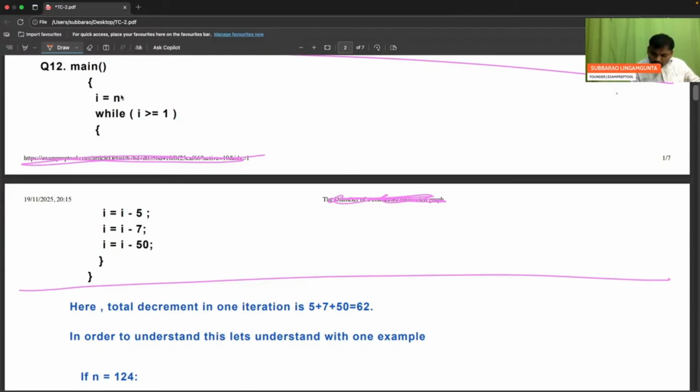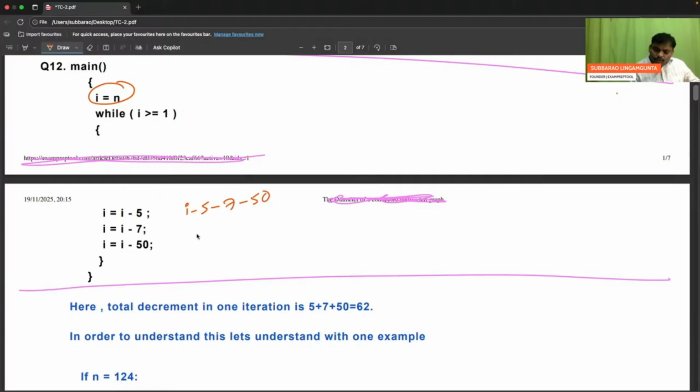See this one? Starting from a big number, okay? You are starting from a big number, which means you have to decrement. Let's see how you are decrementing. First you are decrementing by 5, I minus 5 you are doing. Next you are decrementing for the existing value, one more minus 7. For the existing value, one more minus 50 you are doing. Total, I think minus 5, minus 7, minus 12, minus 12, minus 50, minus 62.